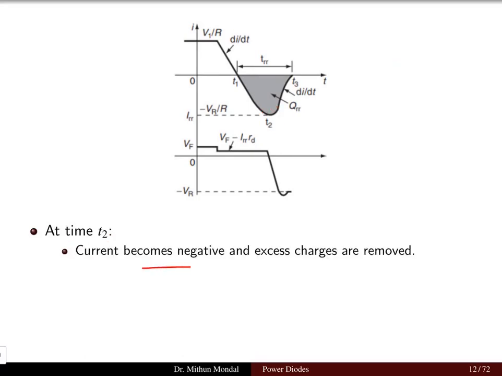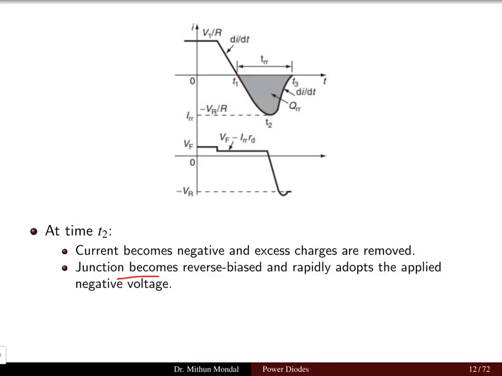Current is becoming negative. So if you see the current direction, this has become negative and excess charges are removed. So here you have the excess charges which is present. The junction is becoming reverse biased. So if you see here in the time T2, the voltage is now decreased in the negative direction. So it is reverse biased and rapidly adopts the applied negative voltage.